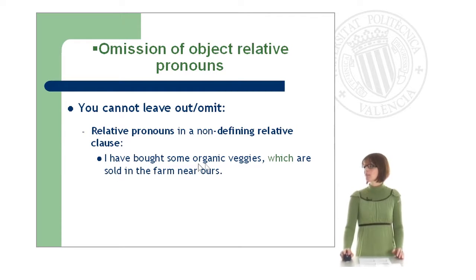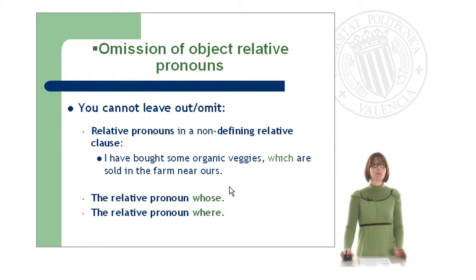I have bought some organic veggies which are sold in the farm near ours. In this case, we have a non-defining relative clause, which are sold in the farm near ours. So we never omit the relative pronoun. We also never omit the relative pronoun whose or the relative pronoun where.